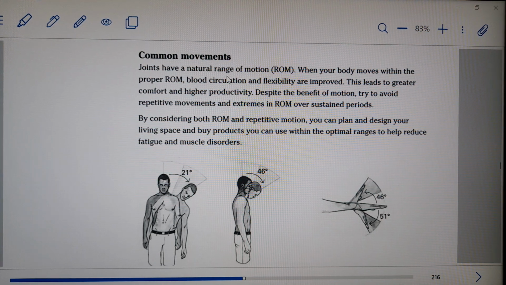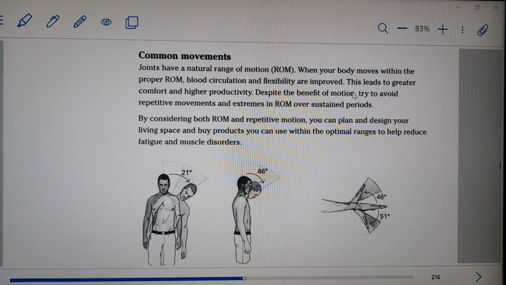Joints have a natural range of motion, which is ROM. When your body moves within the proper ROM, range of motion, blood circulation and flexibility are improved. This leads to greater comfort and higher productivity.